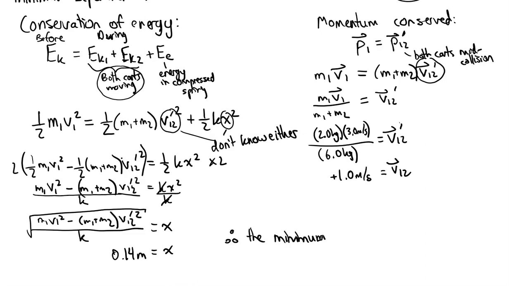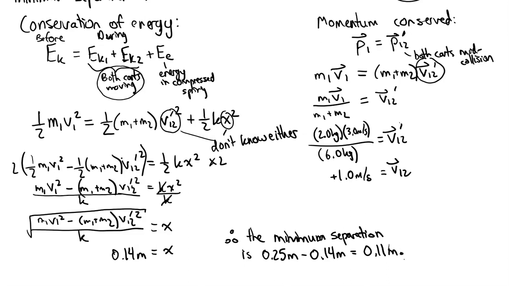So we conclude, therefore, the minimum separation is, and we need to be careful here because it's compressed by 0.14 meters, so it's 0.25 meters. That was how long the length was, and we're subtracting that 0.14 meters from it to get a separation distance of 0.11 meters, or 11 centimeters.